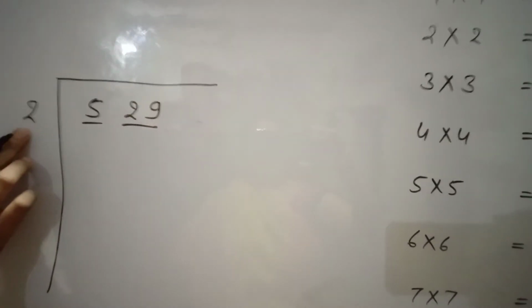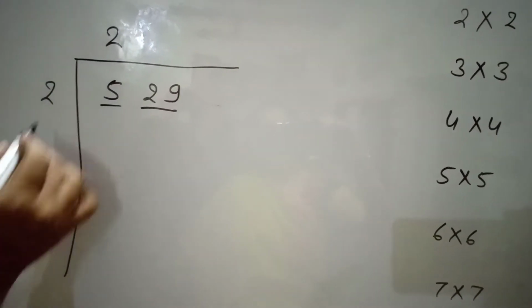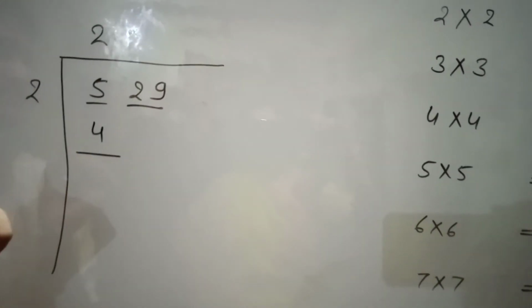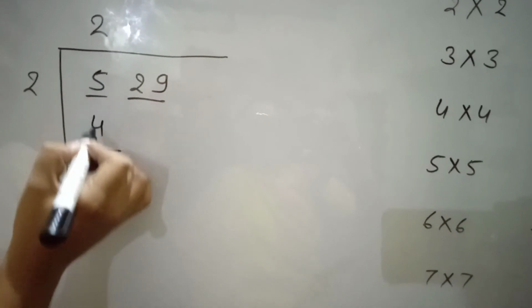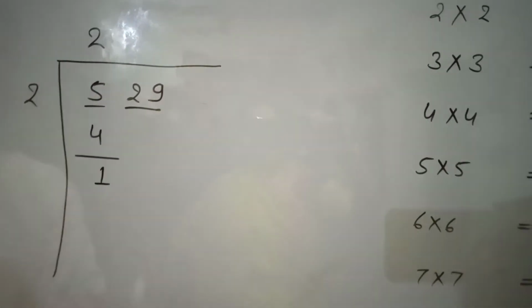And we can read the table of 2 in 2 times. So we will get 4. After then, we will subtract the 4 from the 5. So we will get 1 as the remainder.